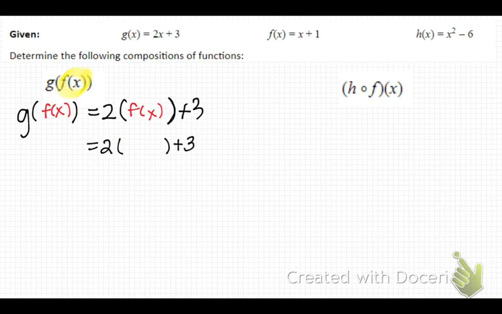Okay, what is f of x? What is that function? X plus 1. Good. And how do I finish solving this problem? Distribute my 2 through. And I get 2x plus 2 plus 3, which is 2x plus 5 as my final answer.